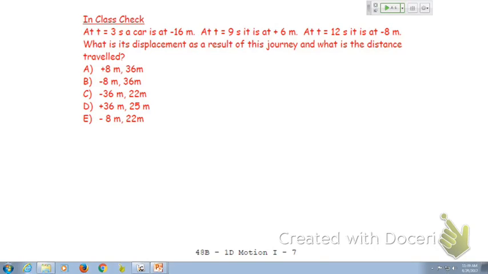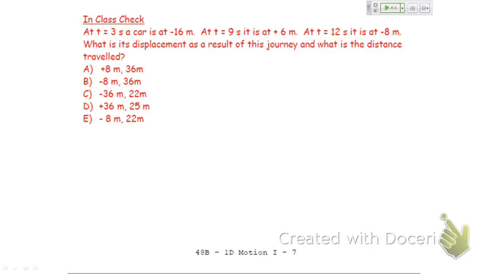So let's have a look at this. So this is, let's just do this together. So this is a number line. At t equals 3 seconds, it's at minus 16. So minus 16, and this is at 3 seconds.